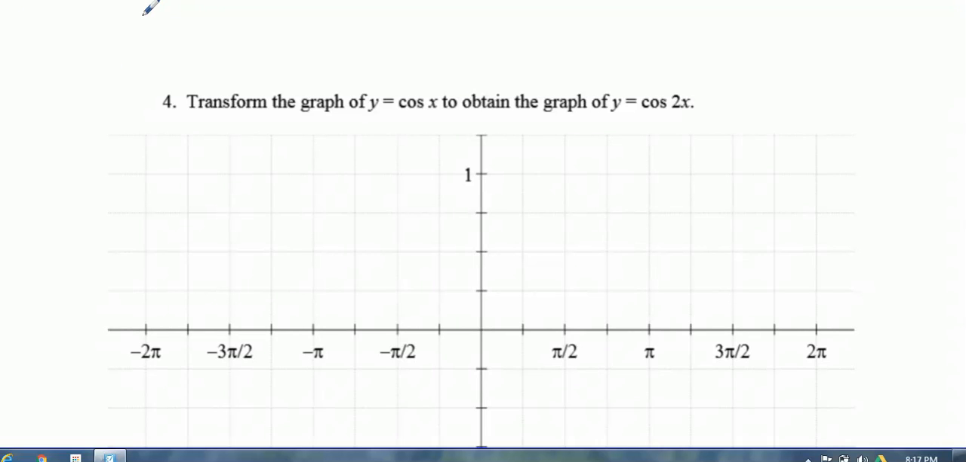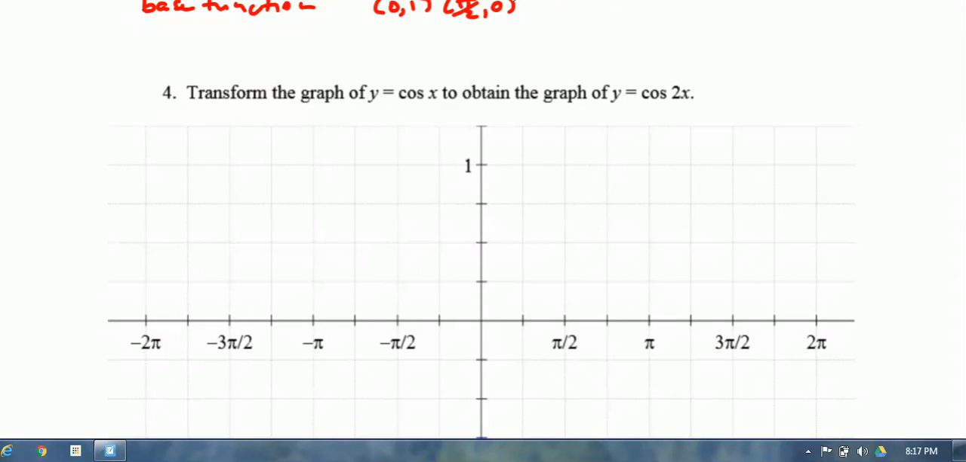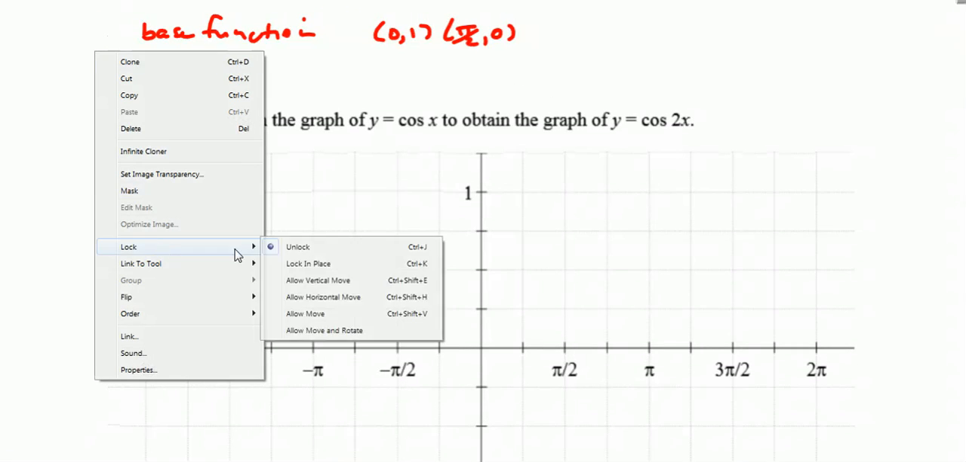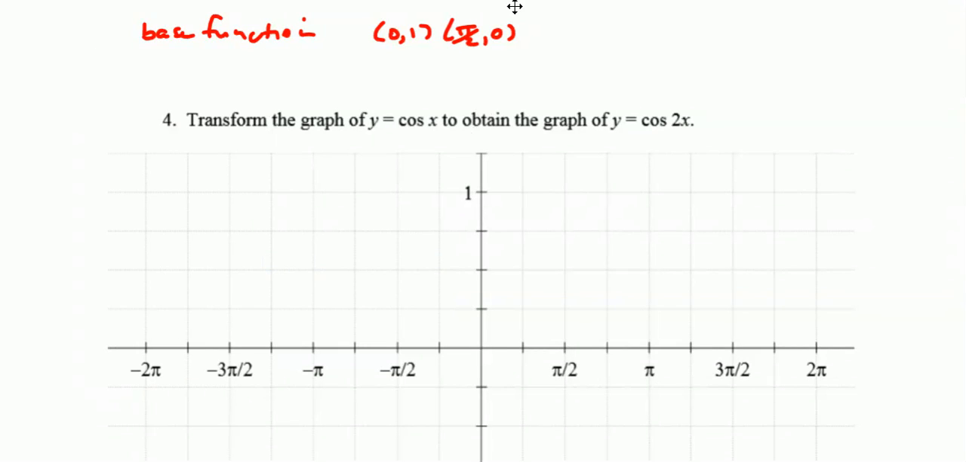Okay, so I'm going to start with my base function, which is cosine, so it's going to be 0, 1, pi by 2, 0, pi, so negative 1, 3 pi by 2 and 0, and 2 pi, and back up at 1. Okay, that's nothing new.